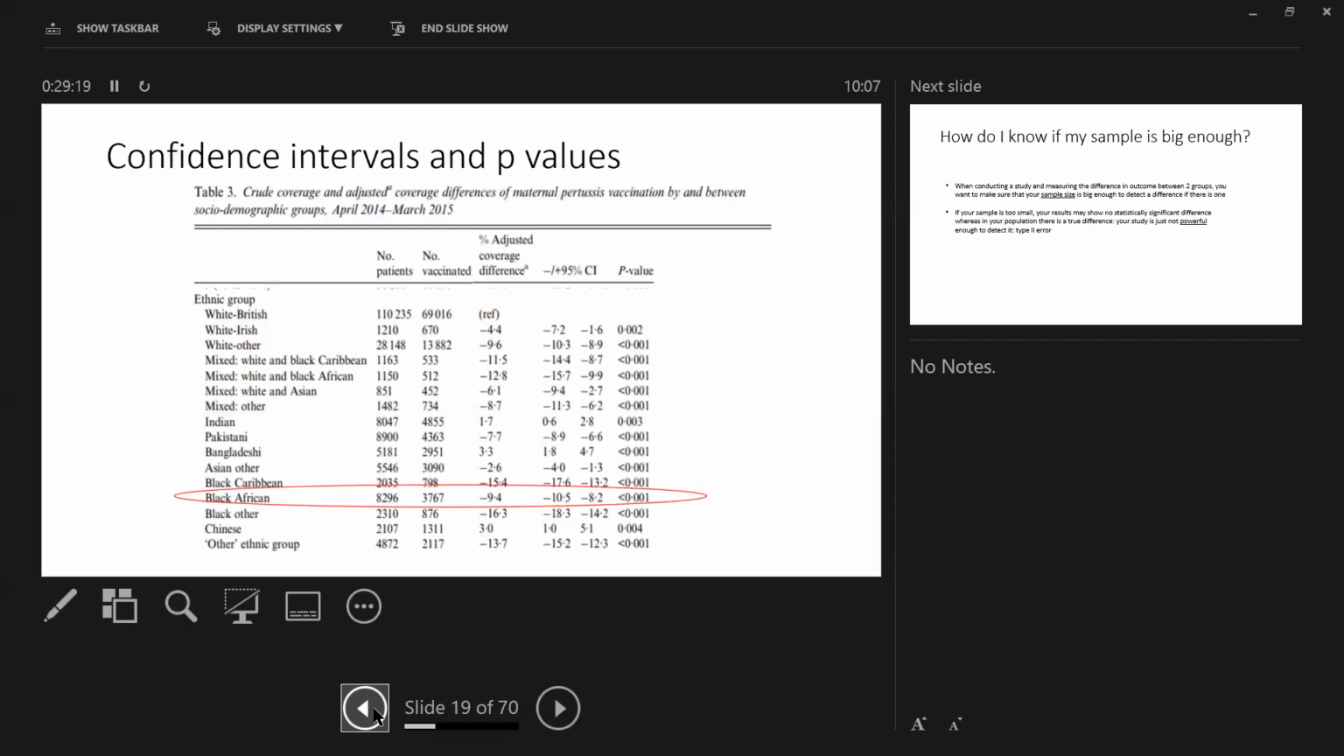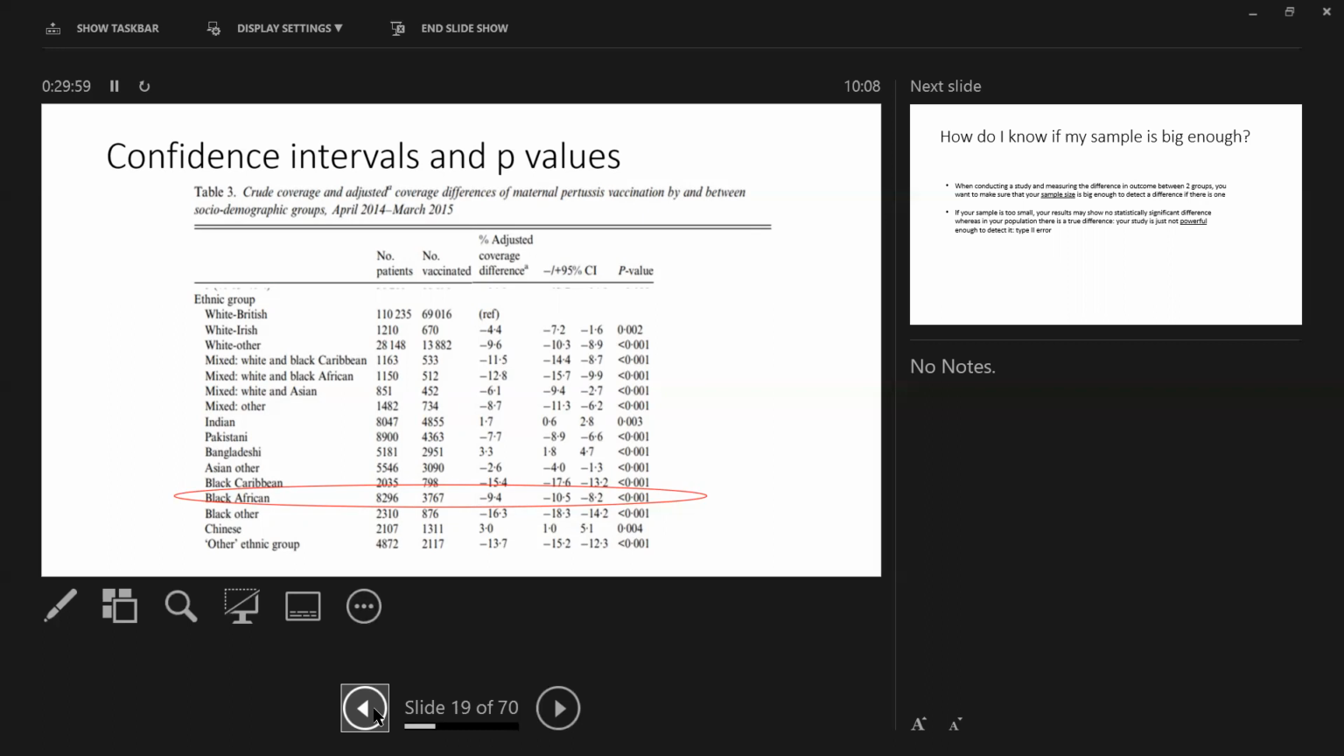And we'll come to what you're talking about, a lack of power in a study, which we'll come to. So this is a study that I did a few years ago, looking at the association between ethnicity and vaccination in the UK. I've just circled one example, which is comparing the proportion of pregnant mothers vaccinated with the pertussis vaccine, the proportion of Black African mothers compared with the baseline white British population.